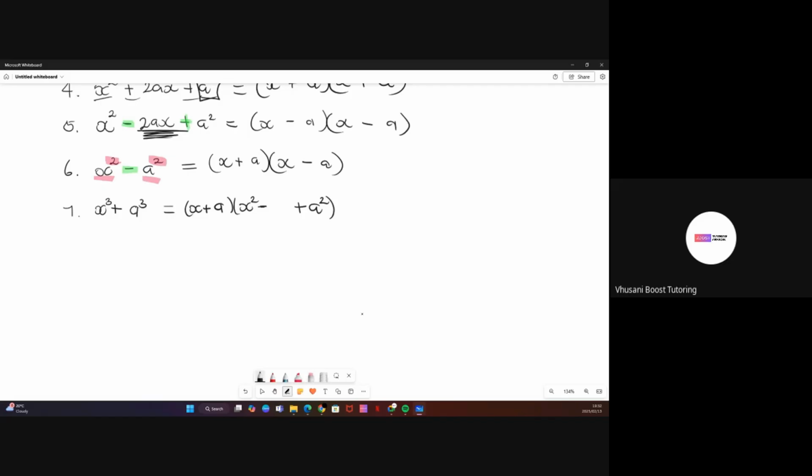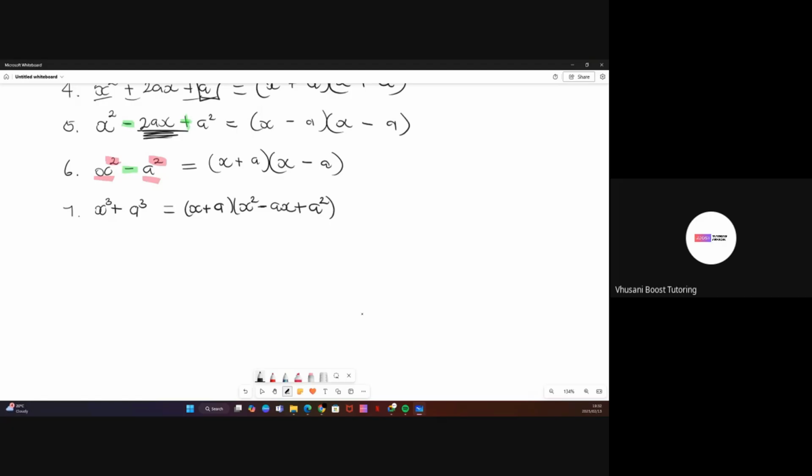Okay, so now for the middle term, what do you do? You just take this a and the x, multiply them together, ax, and you're done. Hit me with a thumbs up if you guys are okay with this. Then I'll also show you the example where we put a negative symbol there.